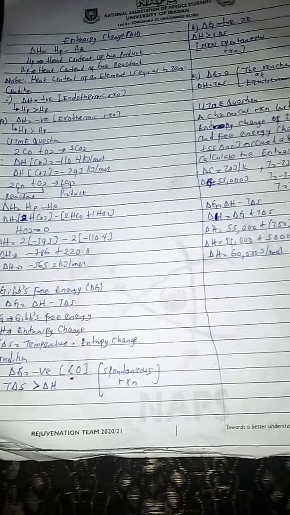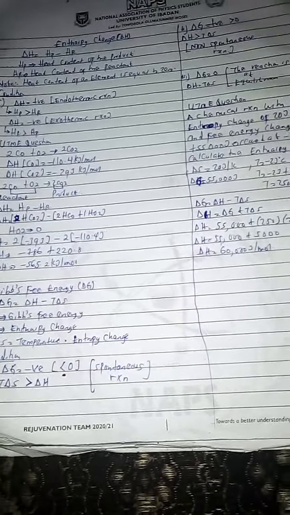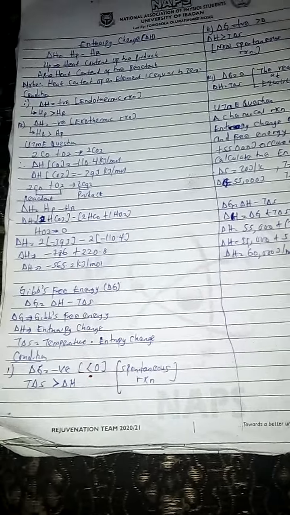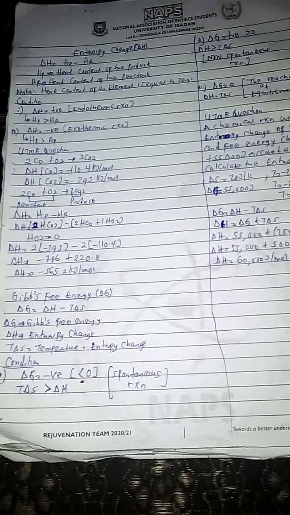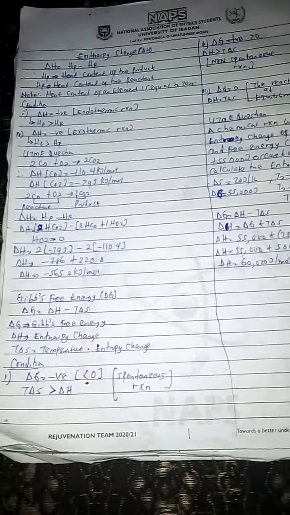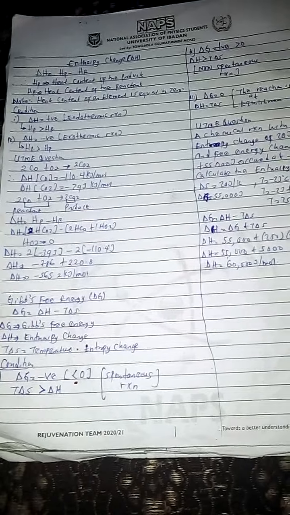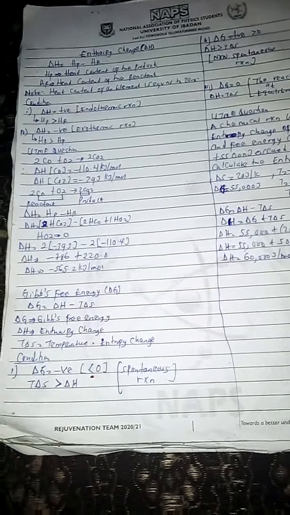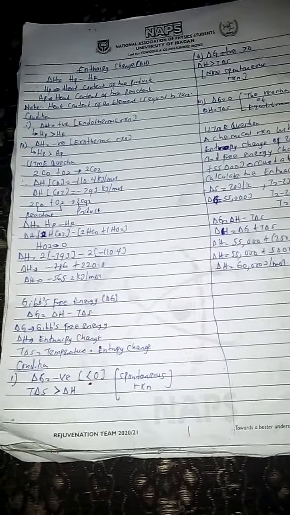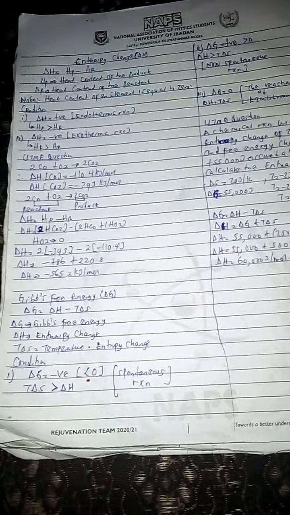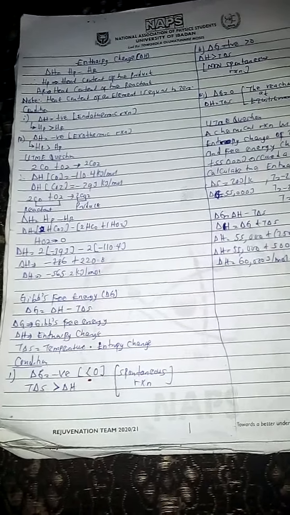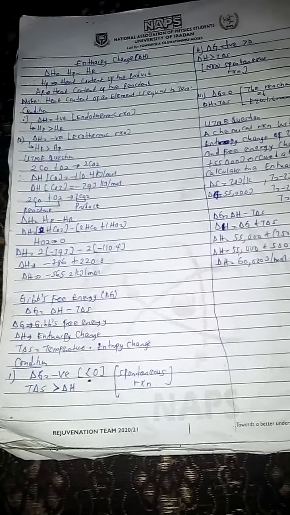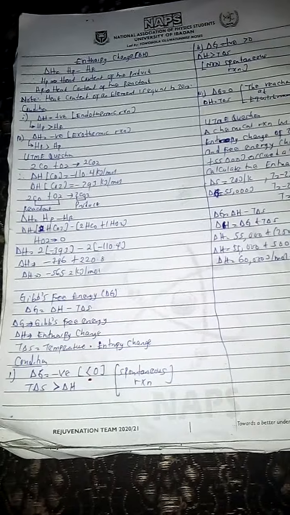In this video, I will be discussing enthalpy change. Enthalpy change, the symbol is delta H. Enthalpy change is equal to its content of the product minus its content of the reactant. So HP represents its content of the product and HR represents its content of the reactant.